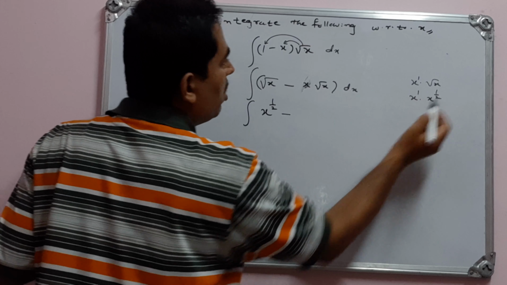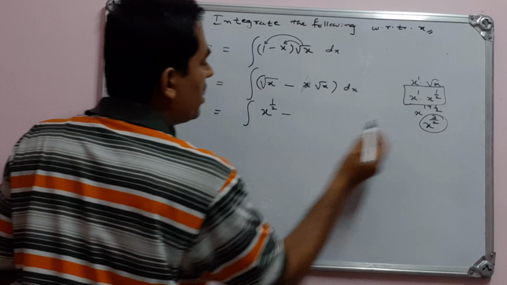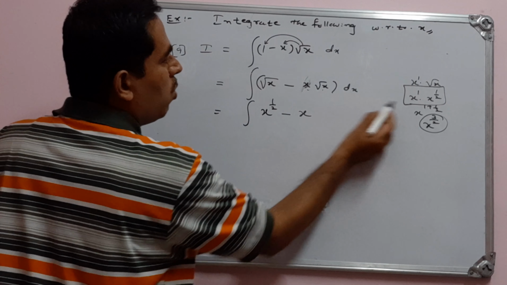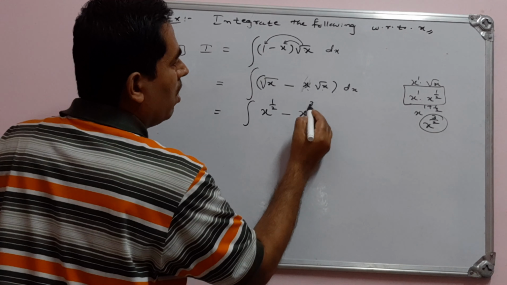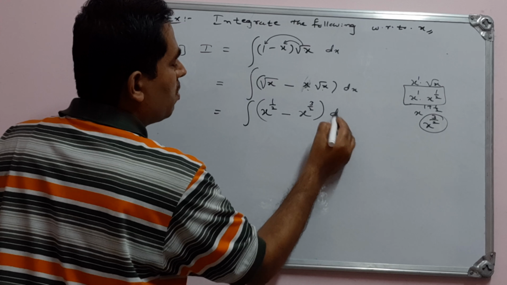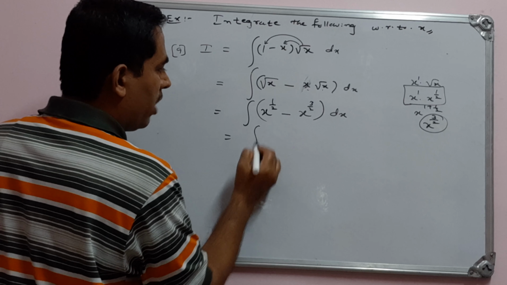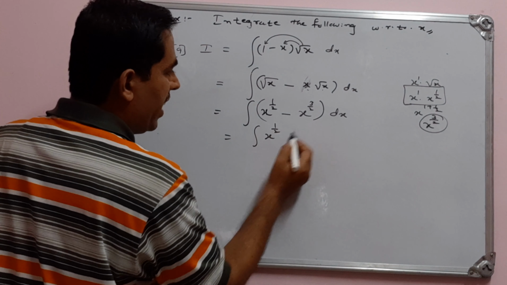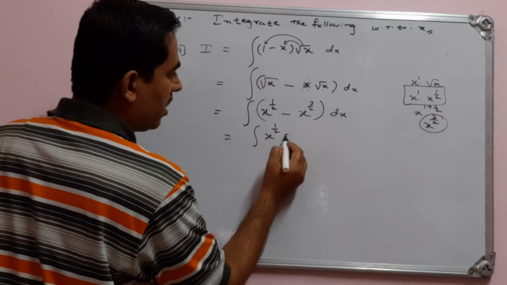By the law of indices, I can add the powers: 1 plus half is 3 by 2. So x into root x gives x to the power of 3 by 2 with respect to x. Now I can use the power rule. I can integrate x to the power of half dx minus x to the power of 3 by 2 dx separately.